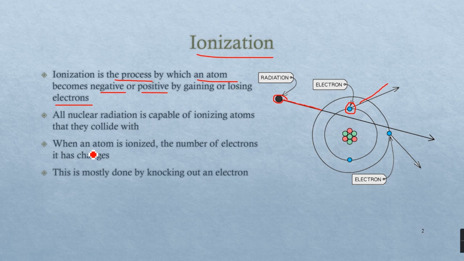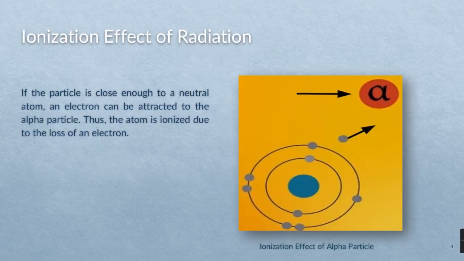When the atom is ionized, then the number of electrons has changed, and this is mostly by knocking one of the electrons in the outer shells. Now let's talk about different radiations and their ionization effects.